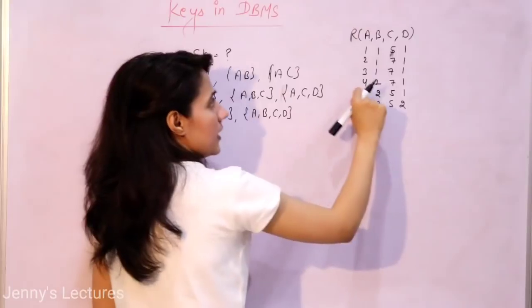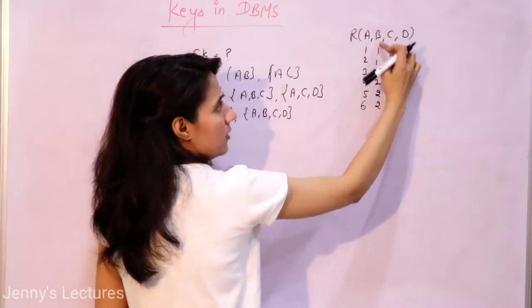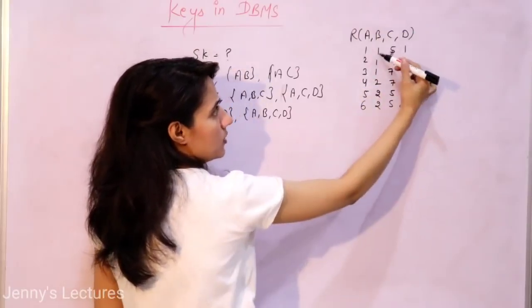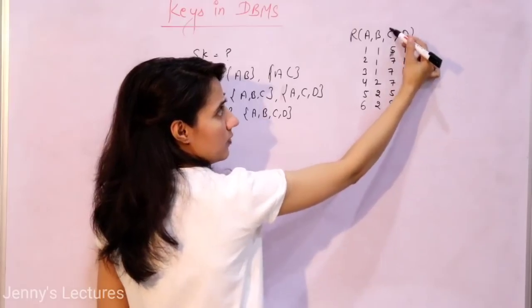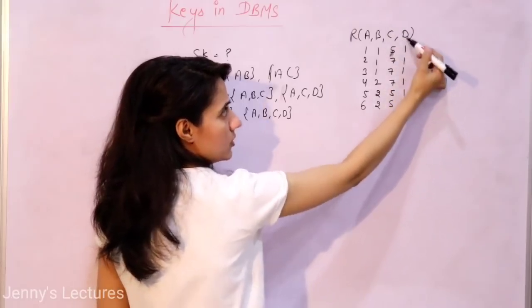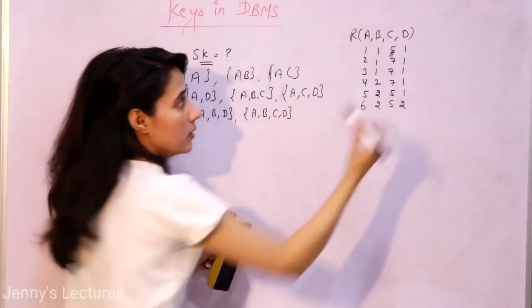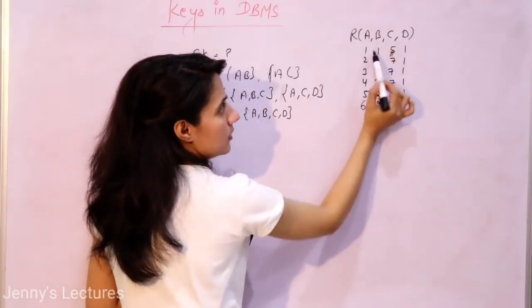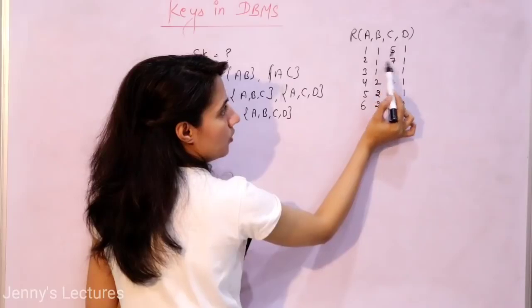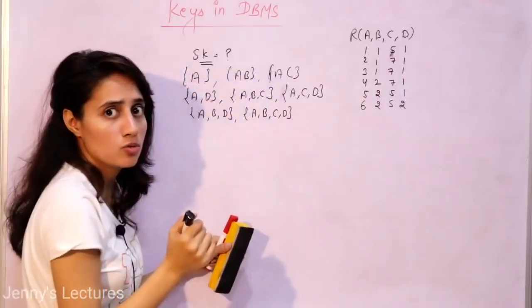Now, second, does B uniquely identify each record? No, B has the same values. Does C uniquely identify? Is C a super key? No. Is D a super key? No. Is B, C a super key? Combination of B and C. Here we have 1, 7, here also we have 1, 7. So this is not a super key.